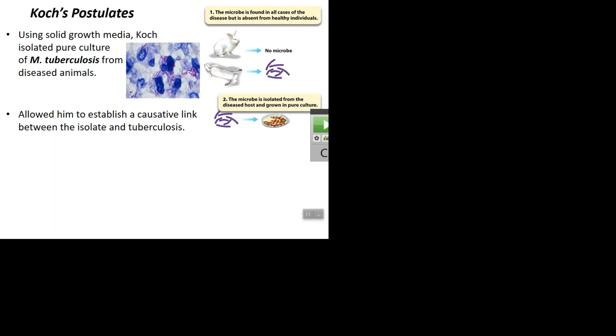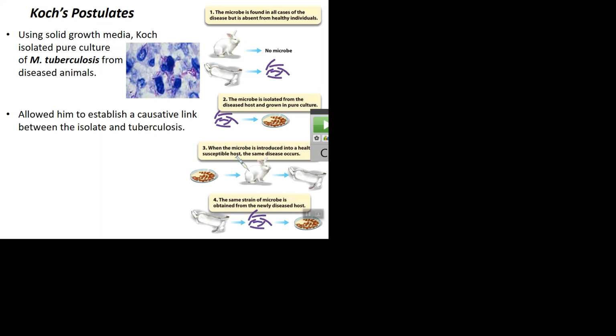Okay. And then we can grow it up in pure culture, and then we can take that pure culture and inject a healthy animal, and it becomes sick. Okay, and then of course we can re-isolate that same organ. So this matches what you see here and here. Right? So it has kind of a built-in repetition to make sure that you are indeed isolating the same microbe each time and that you're seeing the same disease symptoms. Okay, so the model itself is still valid.